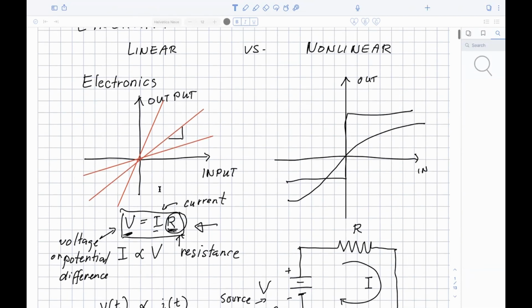And no other better example than our ohmic materials, di ba guys? Ang input mo ay current, ang output mo ay voltage, ang slope mo ay resistance which is constant kapag ohmic ang material. All right? So here is an example. Okay? Nonlinear system, anything but a line.